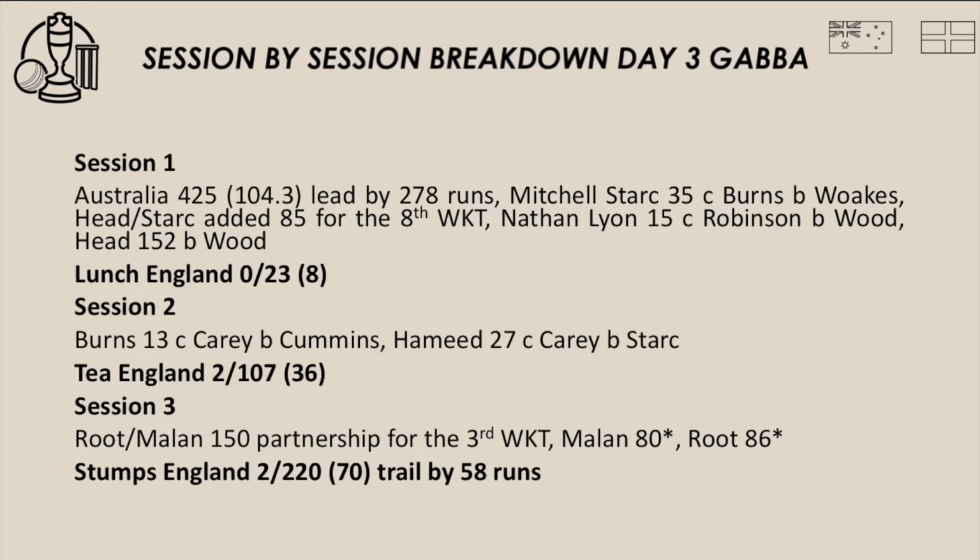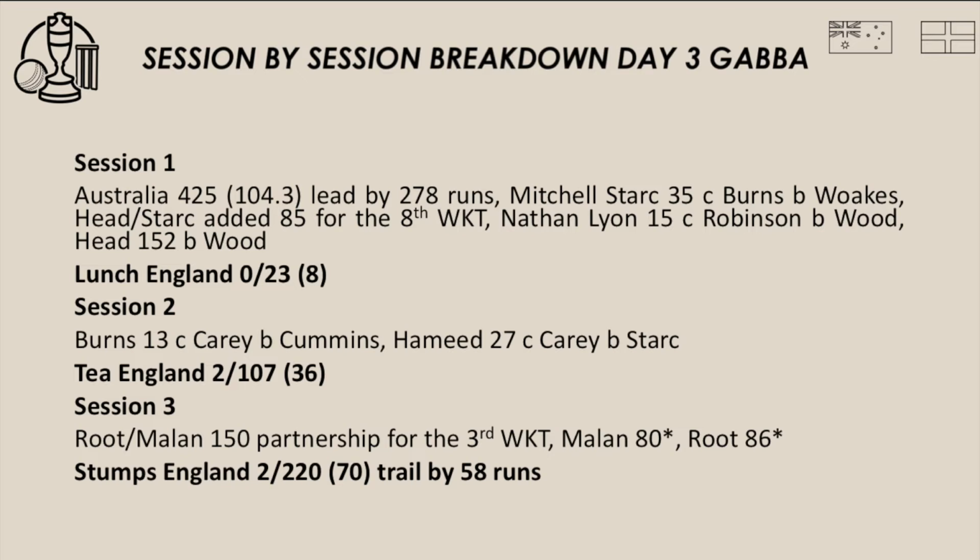England lost 2 wickets in the second session. Rory Burns was the first to go for 13, caught Carey, bowled Cummins, and Hameed was the last wicket to fall for 27, caught Carey, bowled Starc. England at tea were 2 for 107 from 36 overs.